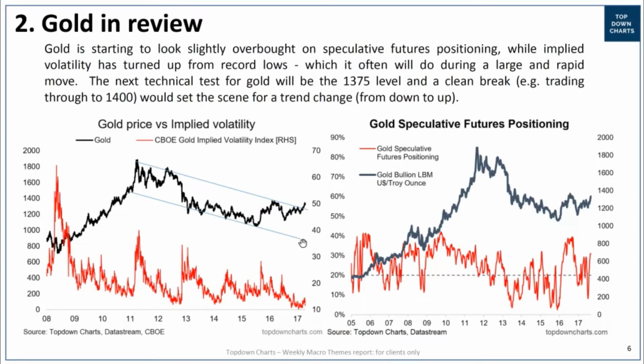Now, the charts that set out the tactical or short-term views are these ones here. On the left, you can see the gold price versus implied volatility. You can see implied volatilities come up off the record lows there, and you can see that there's been a tentative breakout from this loosely defined downtrend channel that it's been in for the last about 6 or 7 years. And really this is what's defining the short-term outlook.